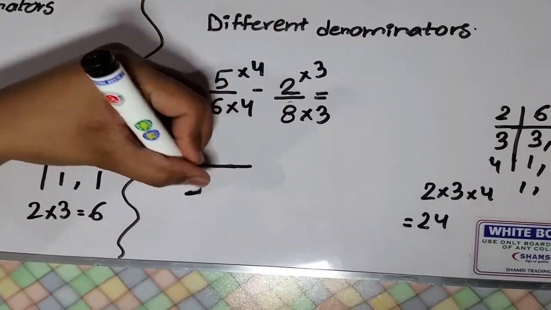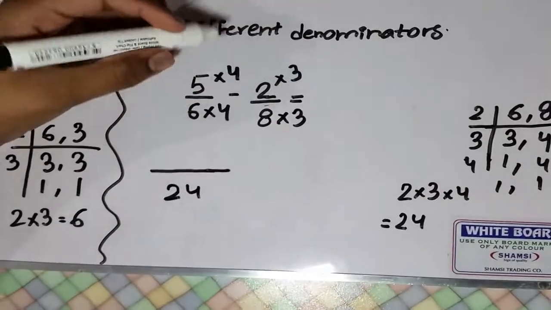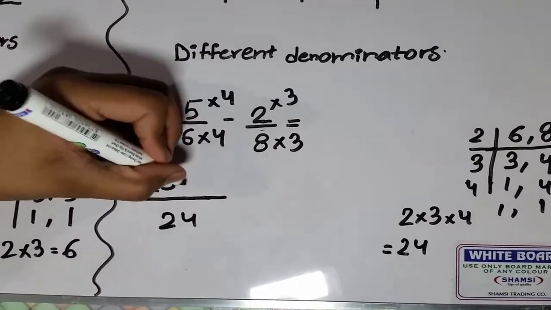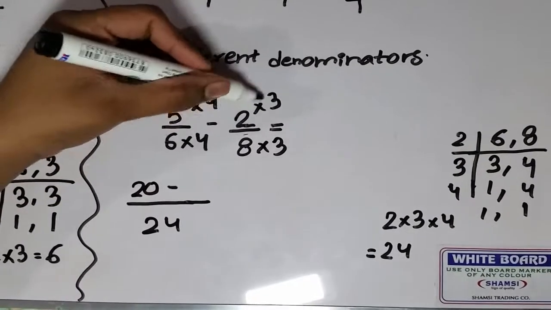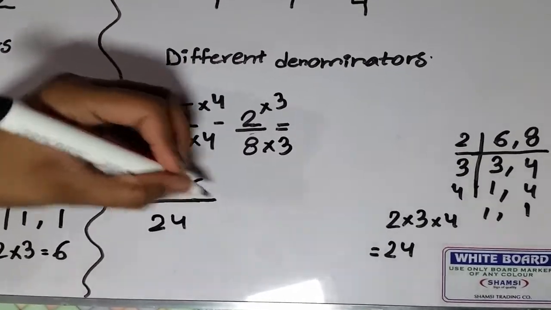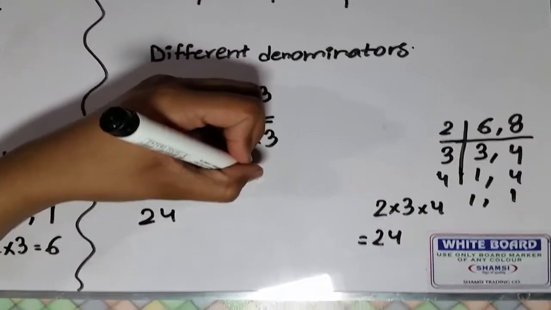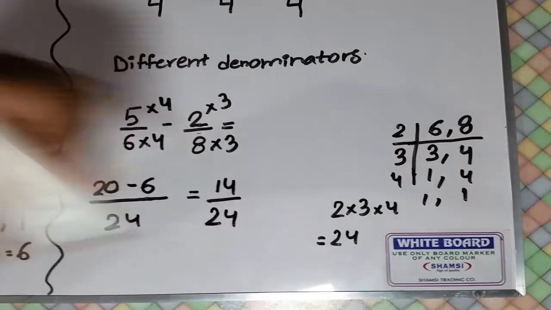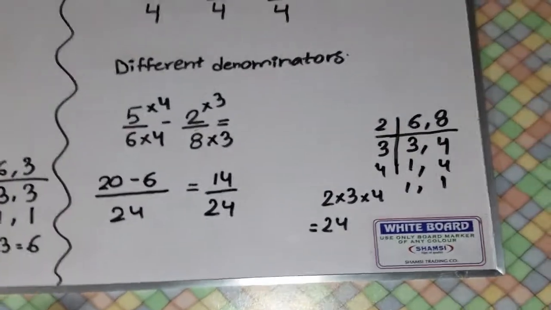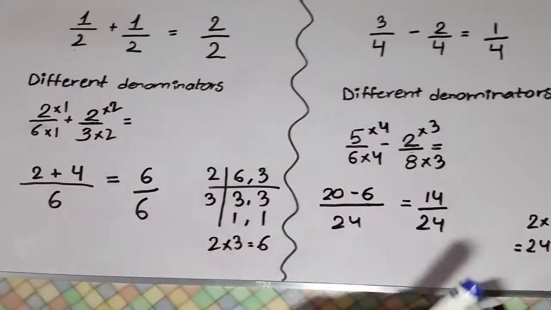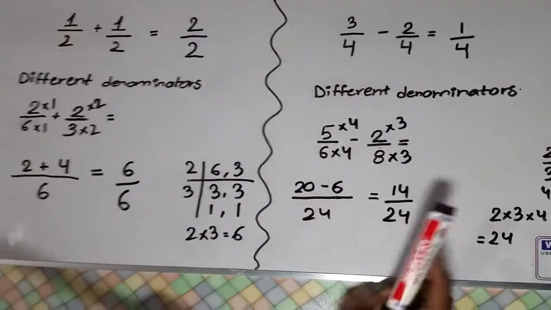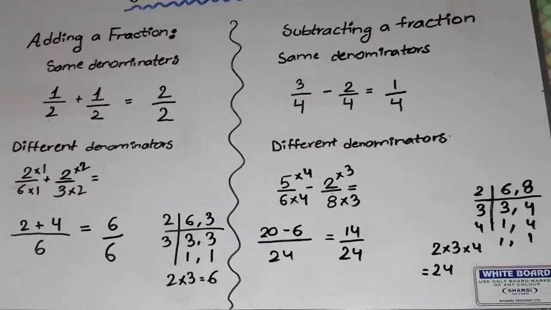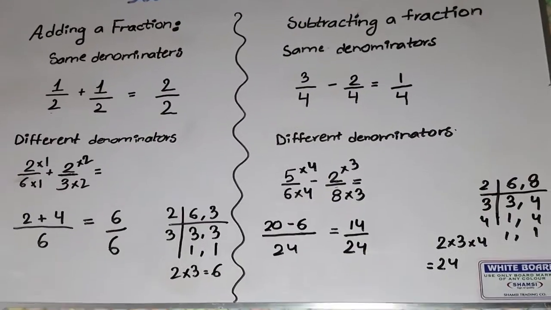We've got the denominator, that is 24. So 5 4's are 20, and 2 3's are 6. Now we are going to get an answer, that is 14, and the denominator is 24. So we did the same that we did over here. We took out the LCM, and after taking out the LCM, we made the denominators the same, and then we subtracted them and got the answer, that is 14 over 24.